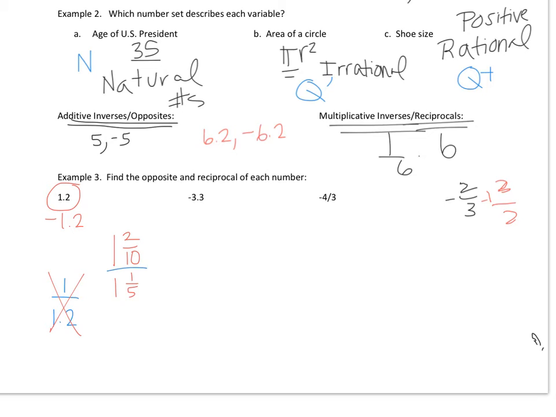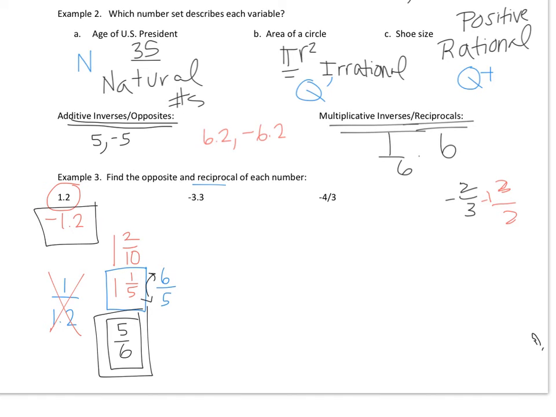So this number right here is called a mixed number. I'm going to write this as an improper fraction. So to do that, I multiply 1 times 5, and then I add 1. So this is 6/5. So I haven't even done the reciprocal yet. So the reciprocal is you need to flip the numerator and the denominator around. So now this is going to be 5/6. So this is the reciprocal, this is the opposite.